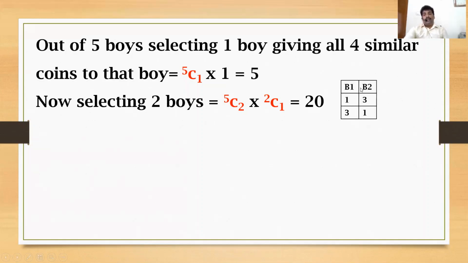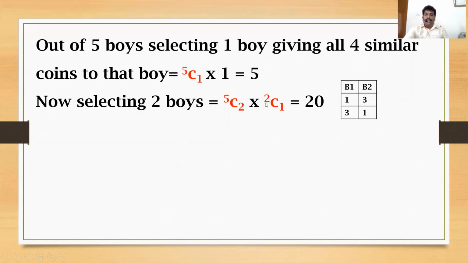Here boy 1, boy 2, if you take these 2 members, first boy can get 1 and second boy 3, or first boy 3, second boy 1. So like the 2 cases, or both 2 also we can take, but that case will be different case. Why is it different? Because coins are similar. Which boy has 2 coins we cannot determine. That's why out of these, here 1, 3 and 3, 1, 2 cases are there.